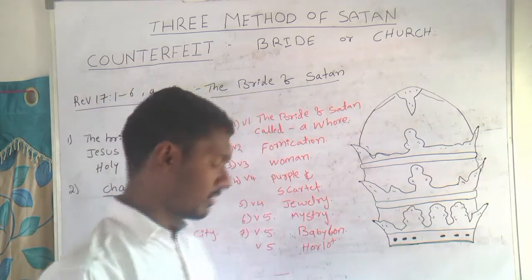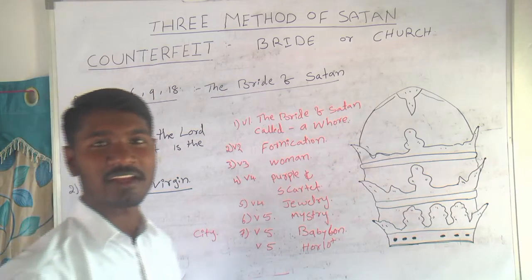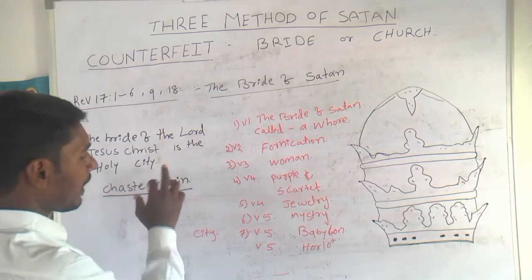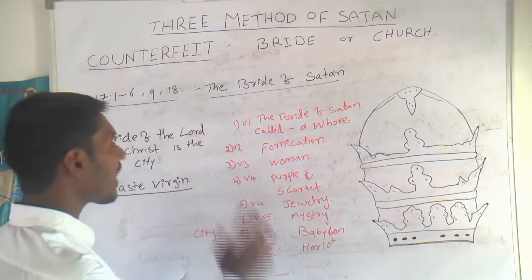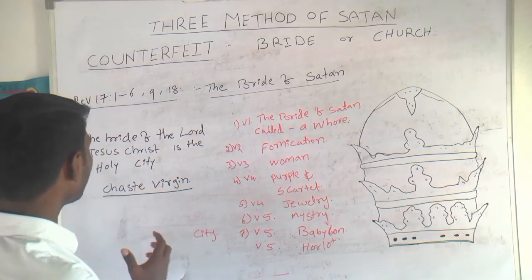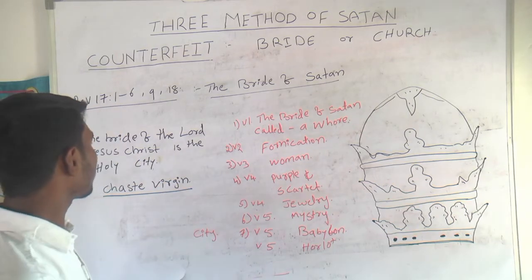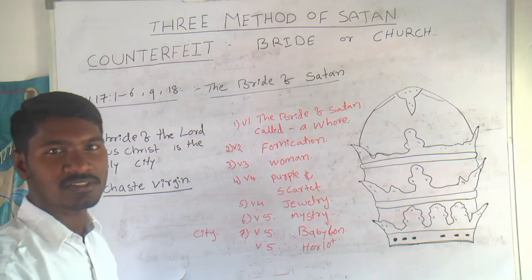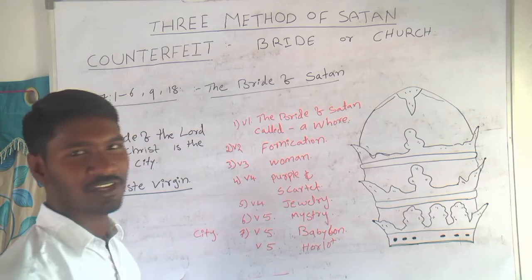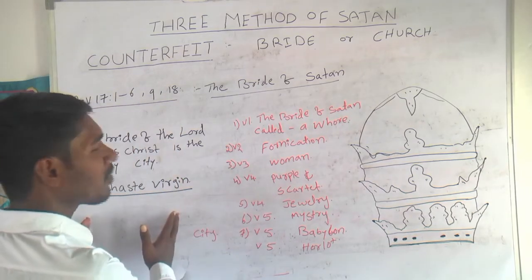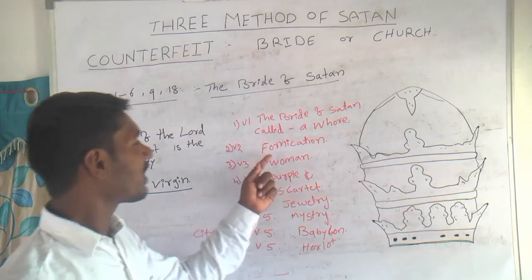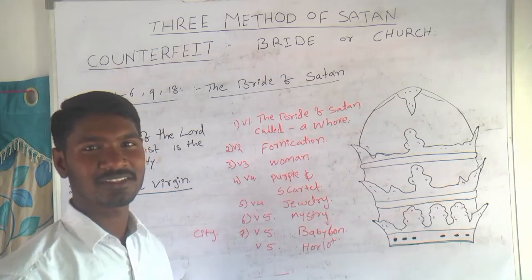So when we read these scriptures, we come to know how Satan imitates the bride of the Lord Jesus Christ. The bride of the Lord Jesus Christ is the holy city. Again in verse 18, the bride of Satan is the city Babylon. Paul tells us the bride of the Lord Jesus Christ is a chaste virgin. But here the bride of Satan is called a whore or fornication. She is not holy. The bride of Christ is holy, and the bride of Satan is unholy. She is fornication and whore, a harlot. See those names here.